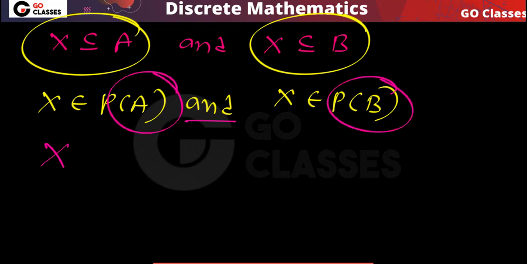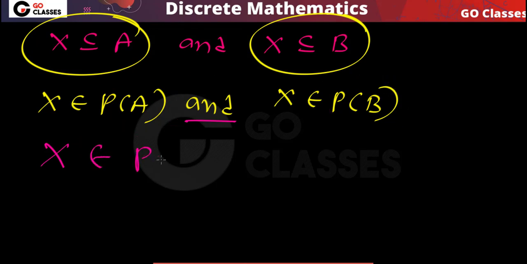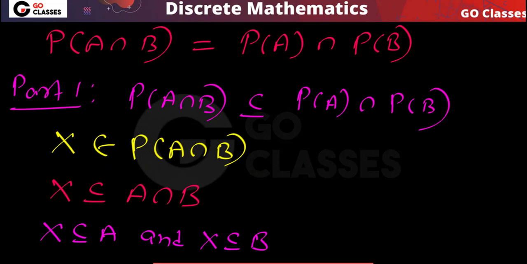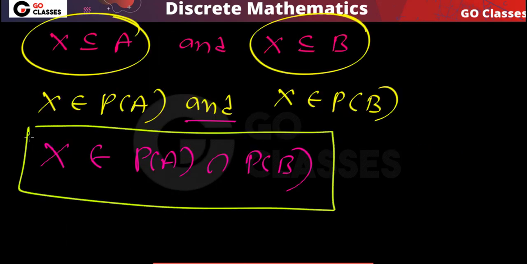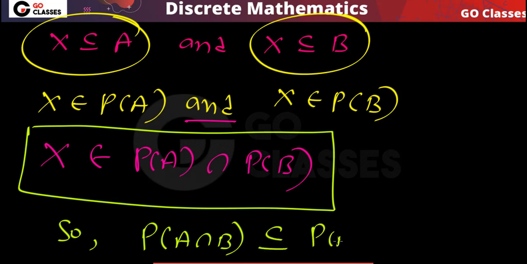Between this set and this set, x is common. So I can say x belongs to their intersection. And this is what we wanted to prove. I am assuming that x belongs to this set, and after that I can prove that x belongs to this set. So you can clearly see x belongs to P(A) intersection P(B). So what I have done is that the power set of A intersection B is a subset of power set of A intersection power set of B. So this proof we have done.